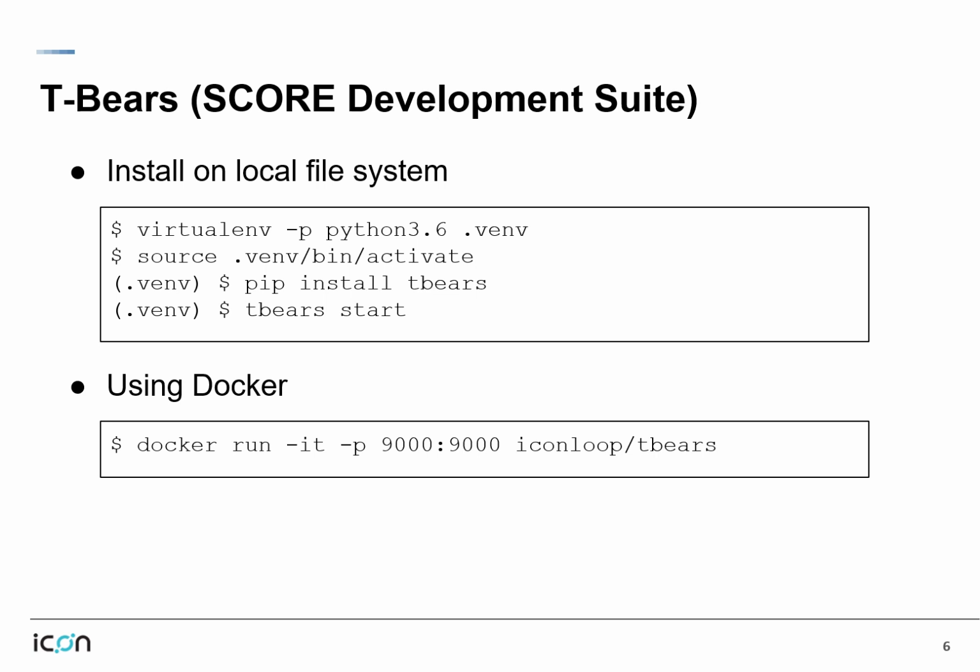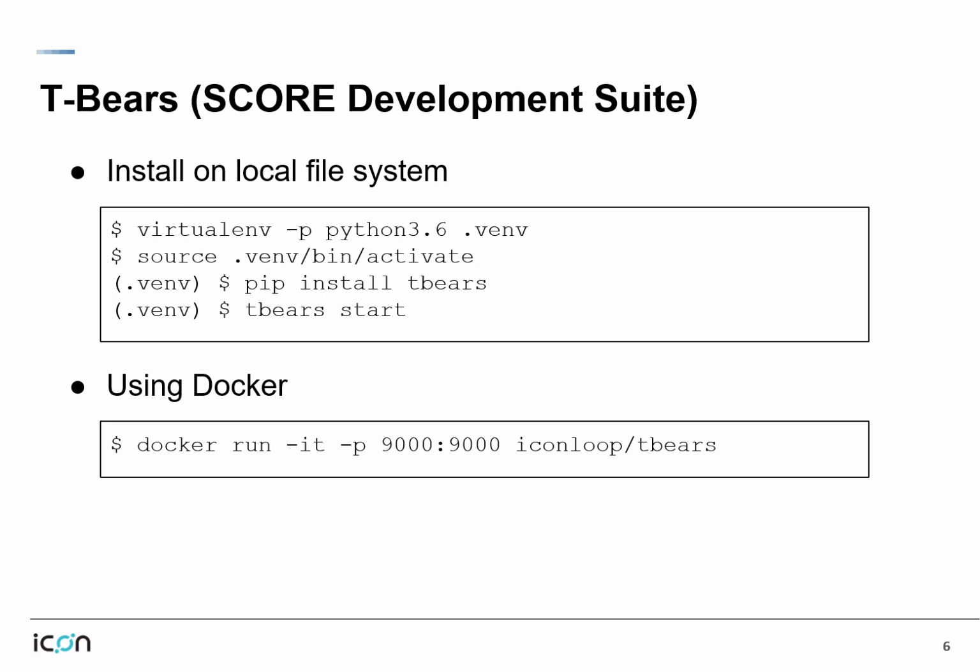Set up a virtual environment first and enter it by executing the second line of code. Then run pip install tbears. That's it. Pip install checks the package dependencies automatically, so all the required packages will be installed along with Tbears. After installing the Tbears package successfully, the tbears start command will start the Tbears server processes like the RPC server and ICON service.